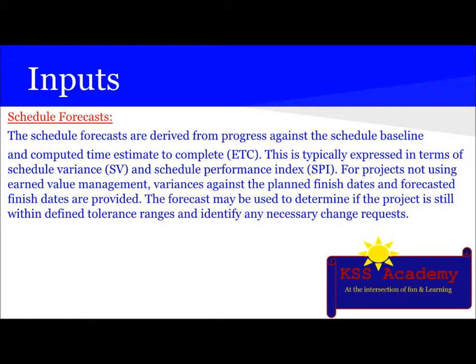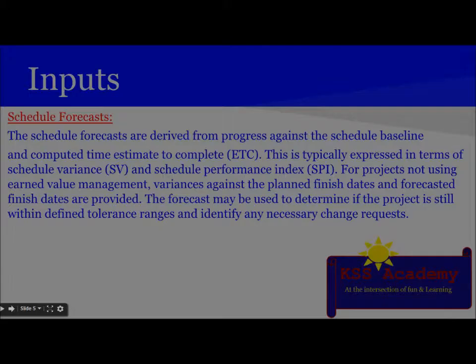Next is schedule forecast. The schedule forecasts are derived from progress against the schedule baseline and computed time estimate to complete, that is ETC. This is typically expressed in terms of schedule variance SV and schedule performance index SPI. For projects not using the earned value management, variances against the planned finish dates and forecasted finish dates are provided. The forecast may be used to determine if the project is still within defined tolerance ranges and identify any necessary change requests.